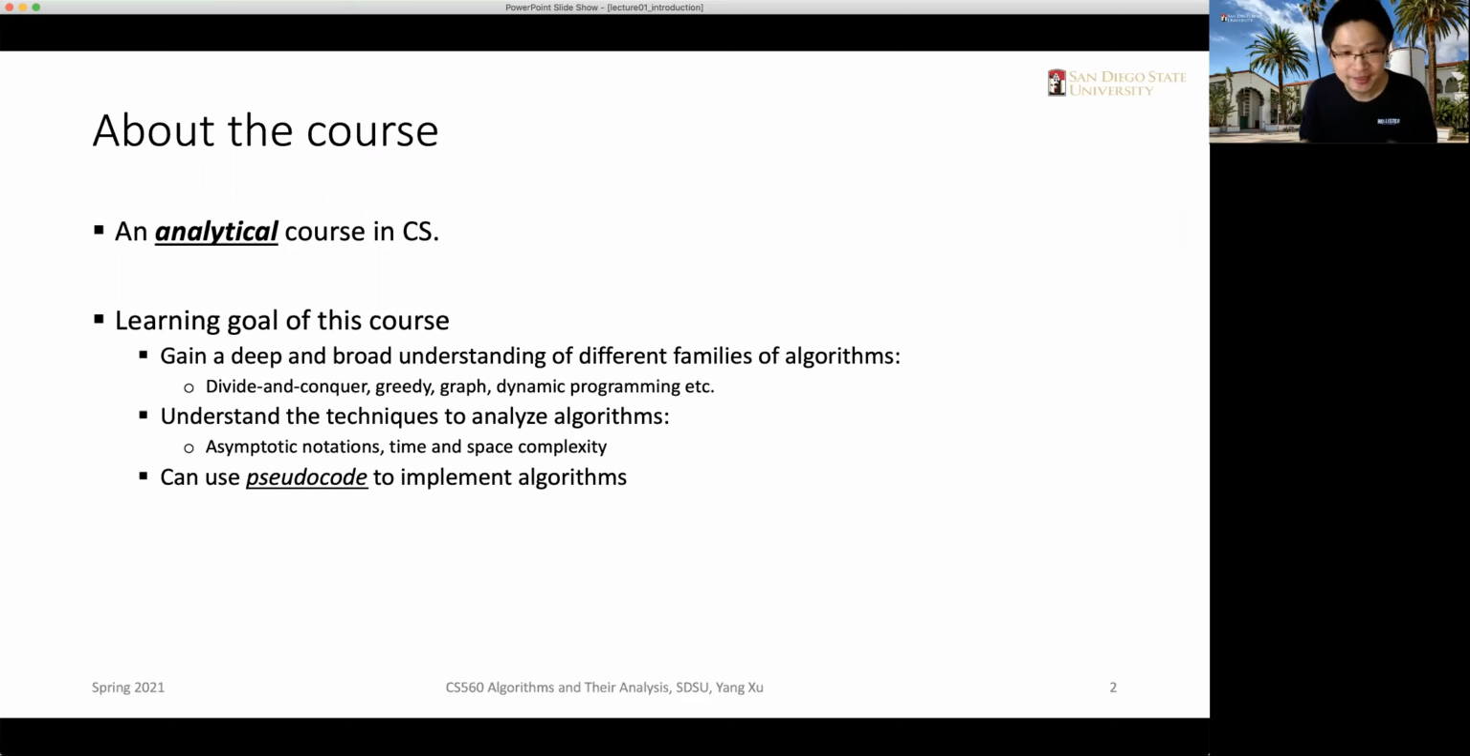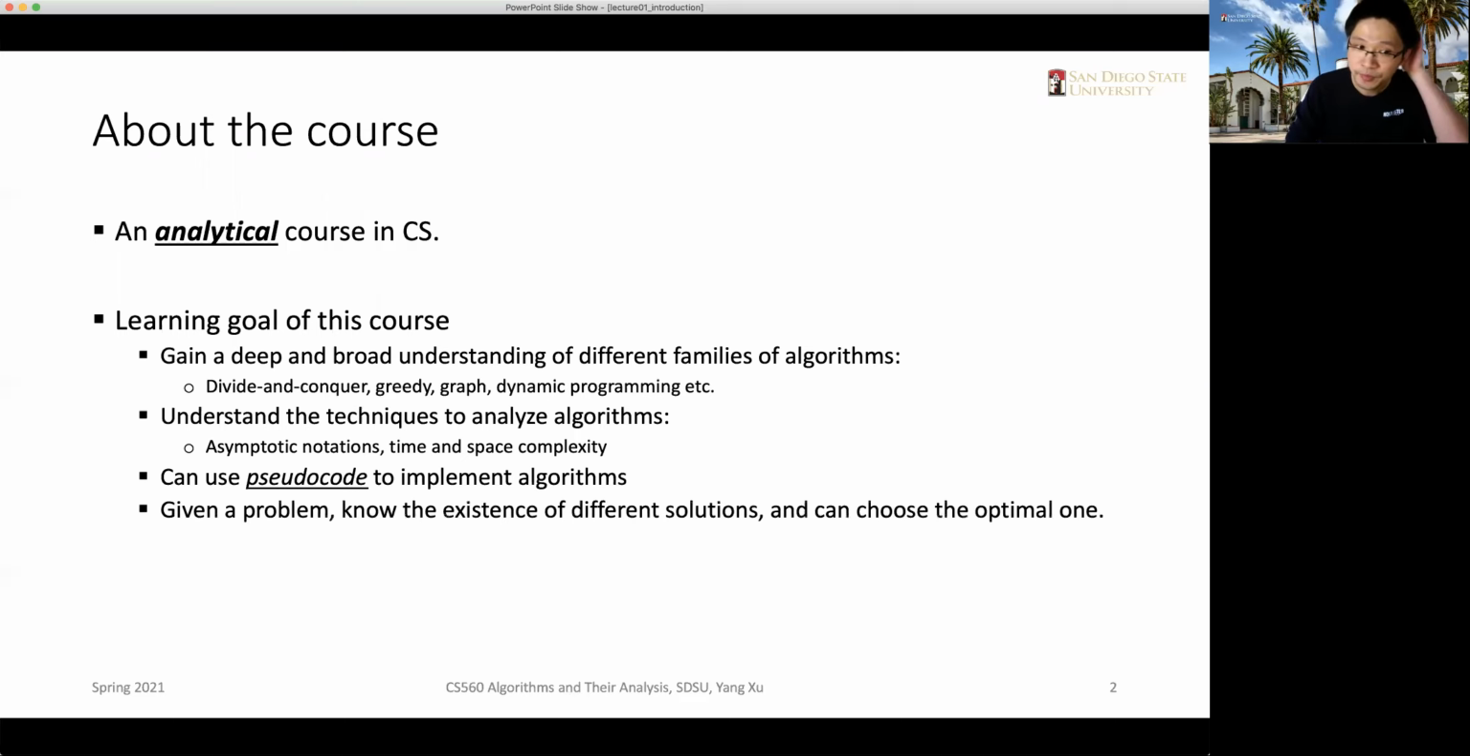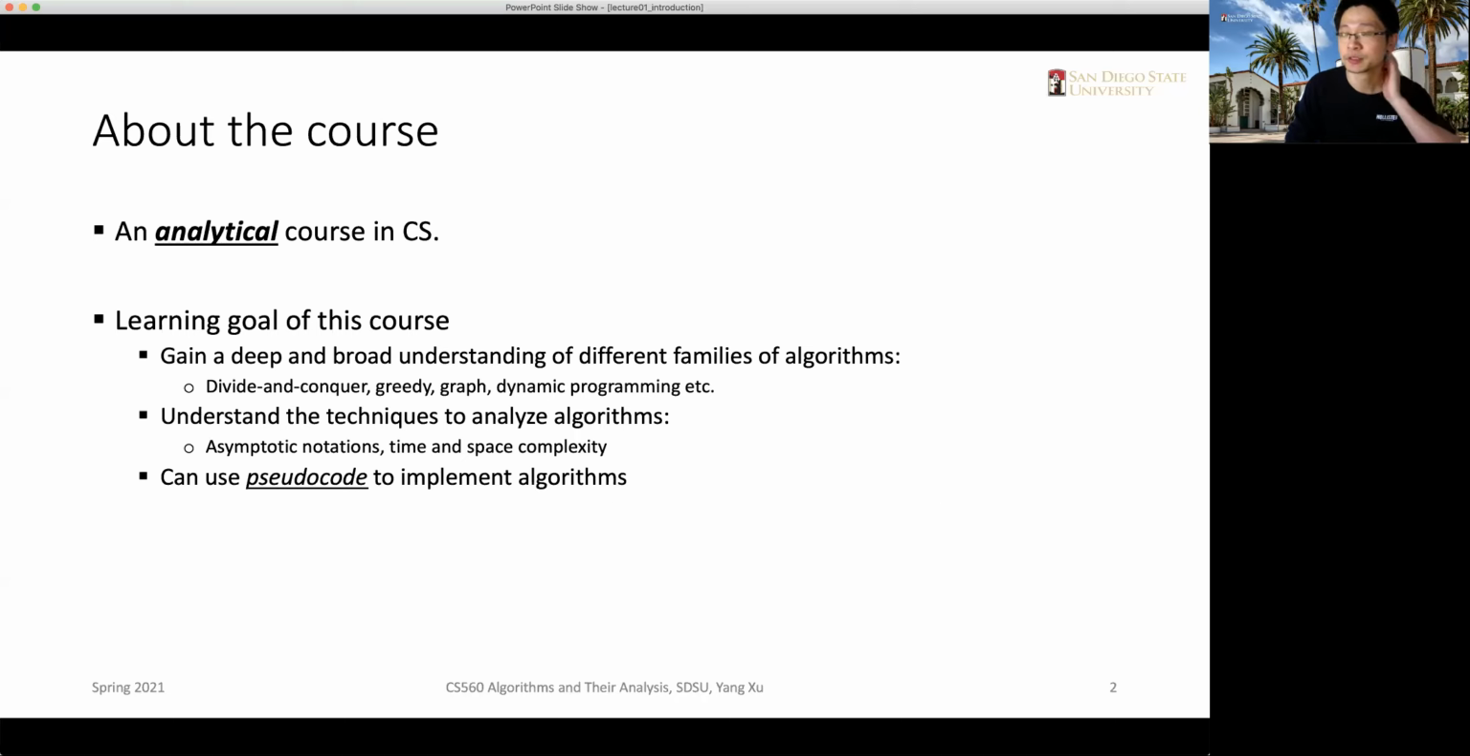But it's also a computer science class. Even though we are not going to write programs using any specific programming language, say Python, Java, or C, we are going to use pseudocode to implement algorithms. First of all, we need to be able to read the pseudocode and understand the function of a piece of pseudocode.